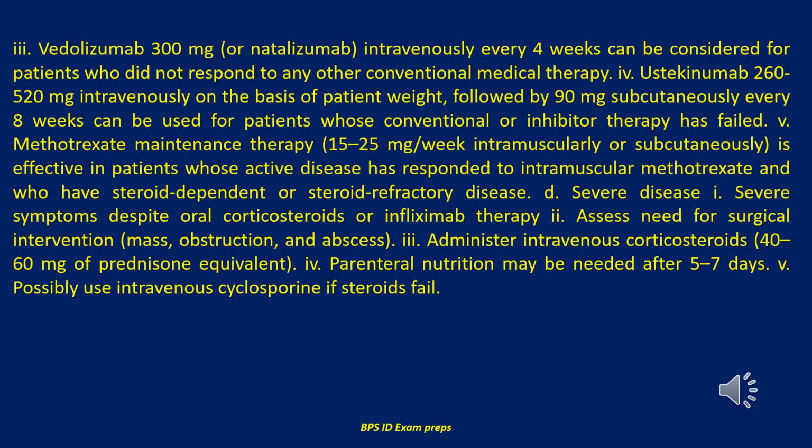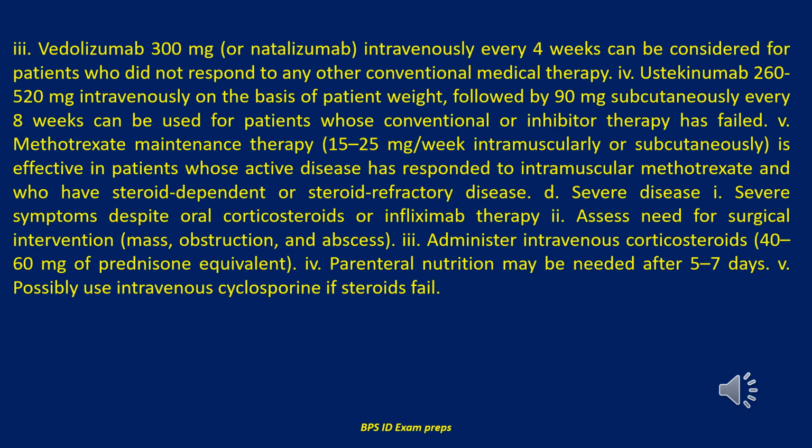not respond to any other conventional medical therapy. 4. Ustekinumab 260 to 520 mg intravenously on the basis of patient weight, followed by 90 mg subcutaneously every 8 weeks can be used for patients whose conventional or inhibitor therapy has failed. 5. Methotrexate maintenance therapy, 15 to 25 mg per week intramuscularly or subcutaneously, is effective in patients whose active disease has responded to intramuscular methotrexate and who have steroid-dependent or steroid-refractory disease.